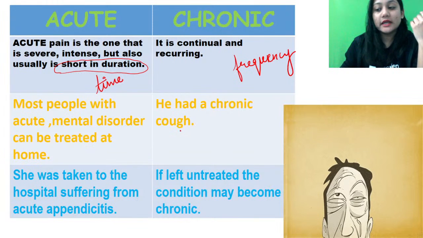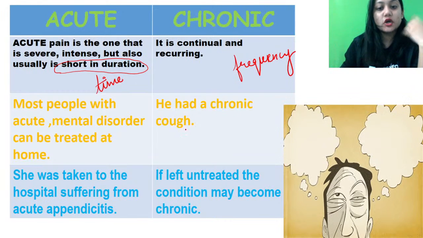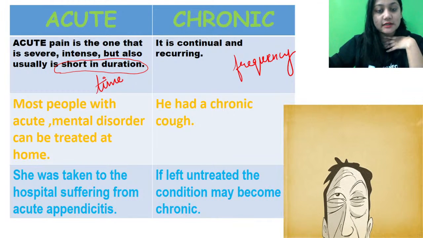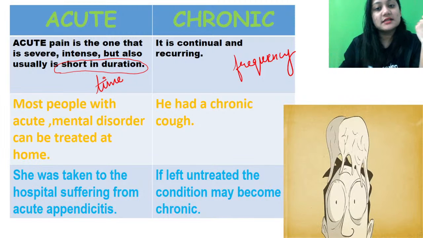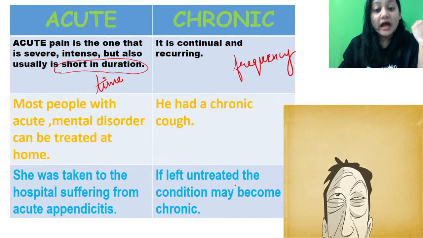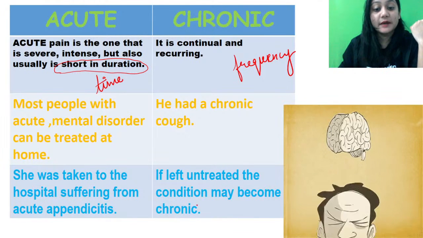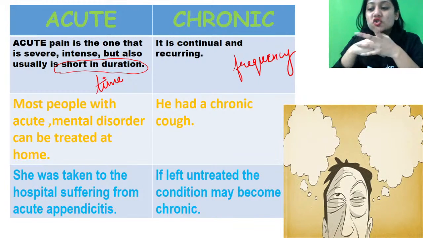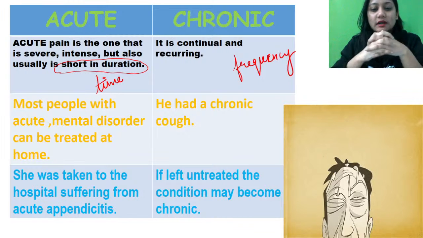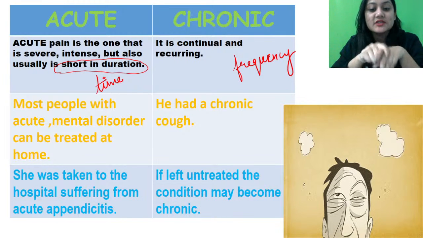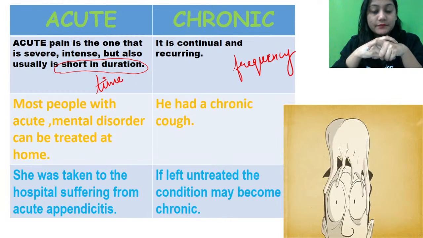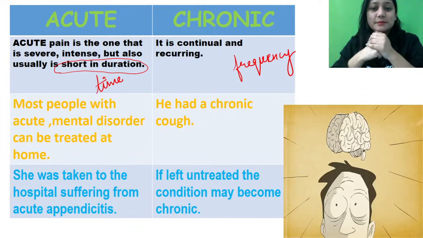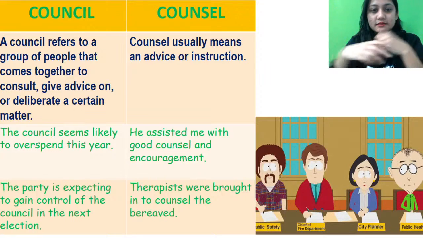He had a chronic cough, right? He had a chronic cough. तो काफी दिनों तक या तो उसका cough चला या उसकी frequency काफी ज्यादा थी या वो बार बार हो रहा था, that is chronic. If left untreated the condition may become chronic. अगर मुझे कहीं पे wound है, मेरे कहीं पे घाव है या कुछ भी चोट वोट लग गई, right, तो अगर मैंने इसको treat नहीं किया, so it will turn into chronic one, right, because मुझे बार बार दर्द हो सकता है and the frequency में change, like it will increase.